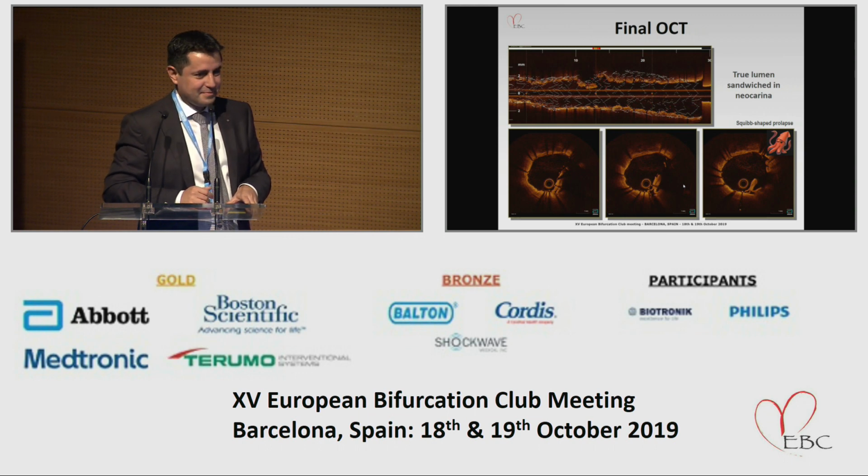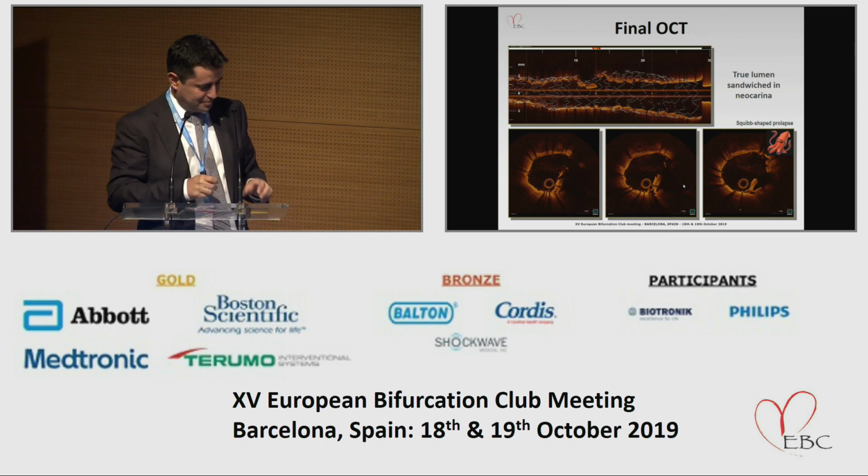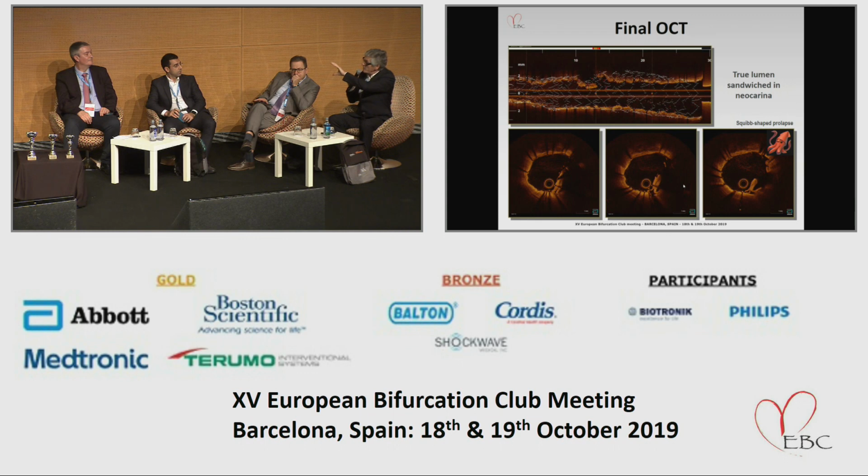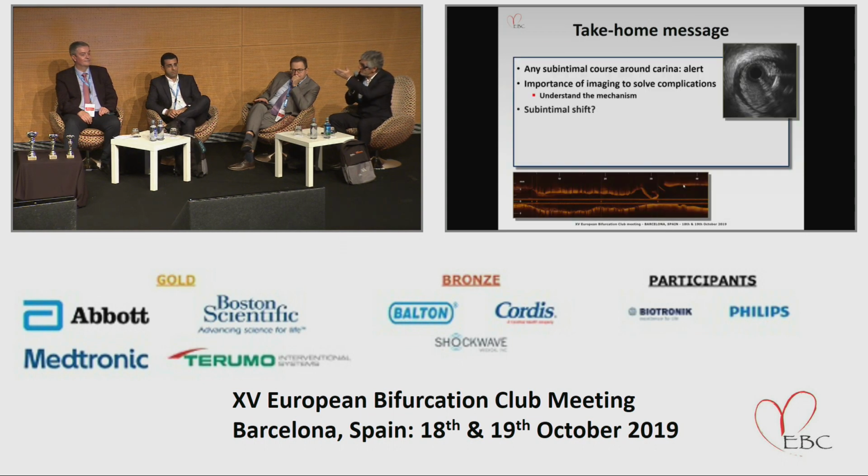Yeah. So this illustrates again that if we refuse to treat the bifurcation, we are in trouble. Because if you had done the stent from left main to LAD according to the correct size, even if it was a little bit too large for the LAD, you would not have this kind of problem. So always, do not refuse to treat the bifurcation. When you have a bifurcation, it's a bifurcation. Follow the rules, even in CTOs. Absolutely. Very good.